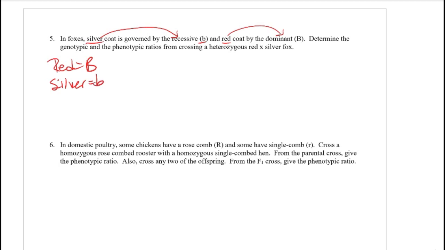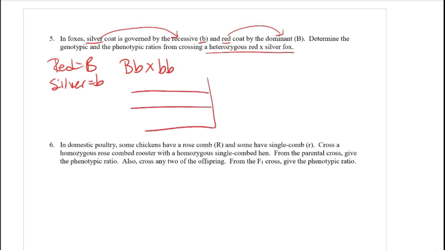Determine the genotypic and phenotypic ratios from the crossing. There's my cross. Heterozygous red, so that's going to be big B, little b. And silver, the only way it can be silver is homozygous recessive. Covered that several times. And let's make our square, because we need to answer a couple of questions. We need to know genotype and phenotype, so we have to do this first. So there's heterozygous, homozygous recessive, heterozygous, and then homozygous recessive.